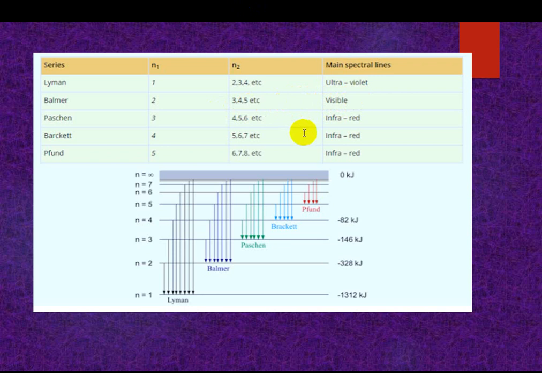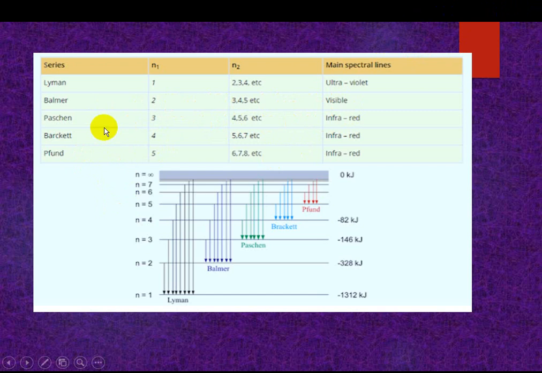Look. How many roll numbers are there? Roll number 1 below, it can be shown in the visible region, Balmer series. Yes, sir. Yes, thank you.